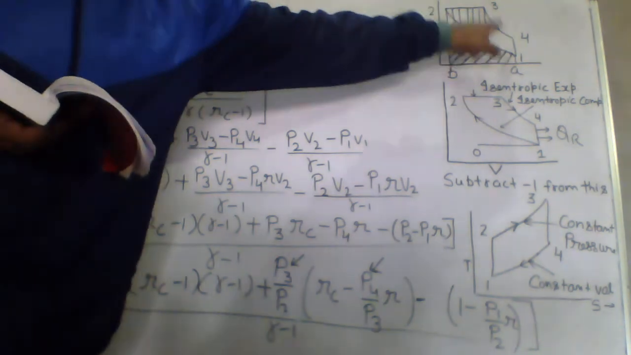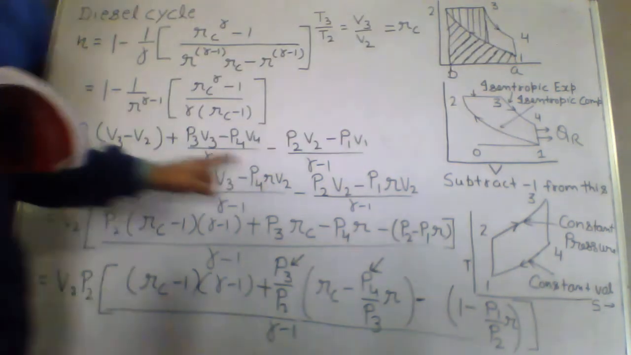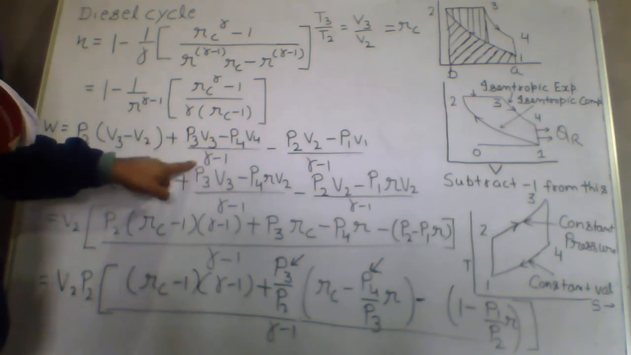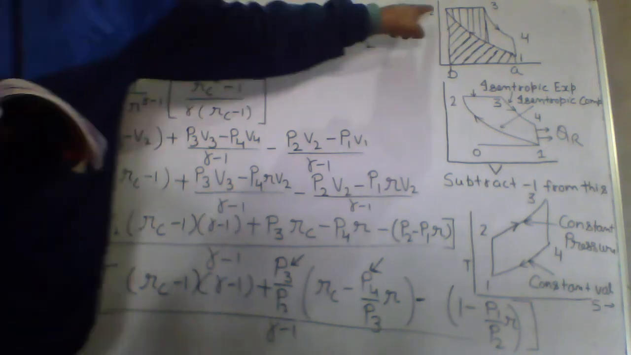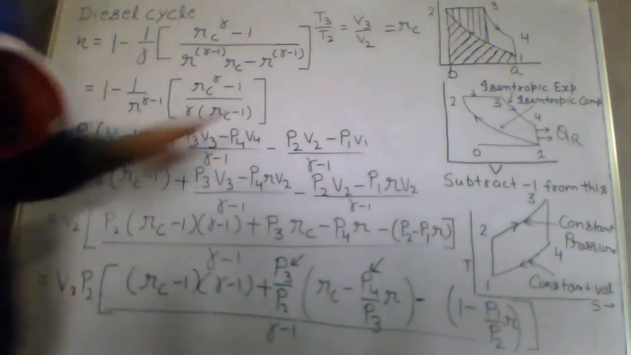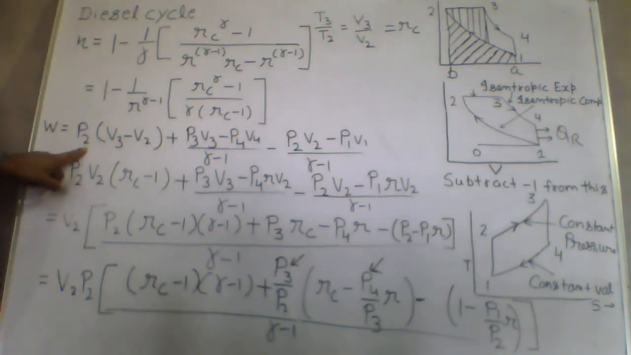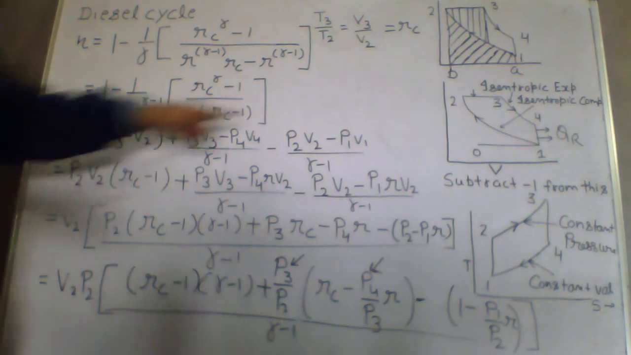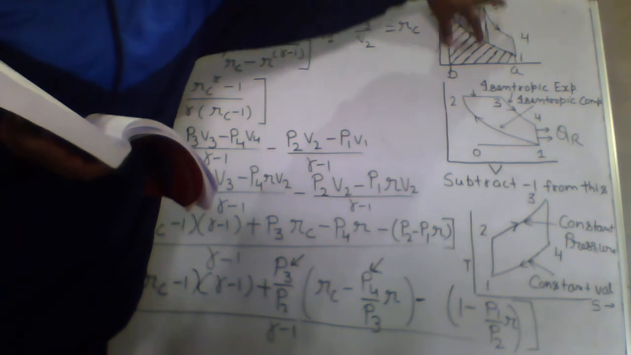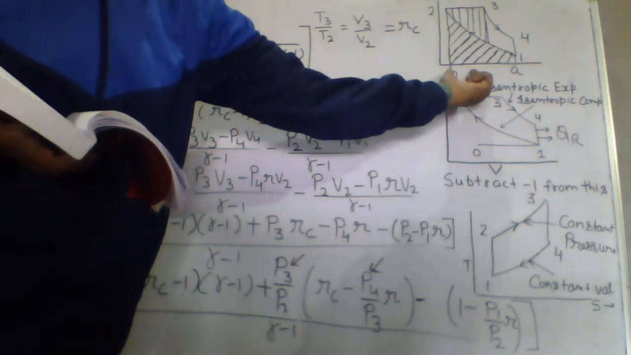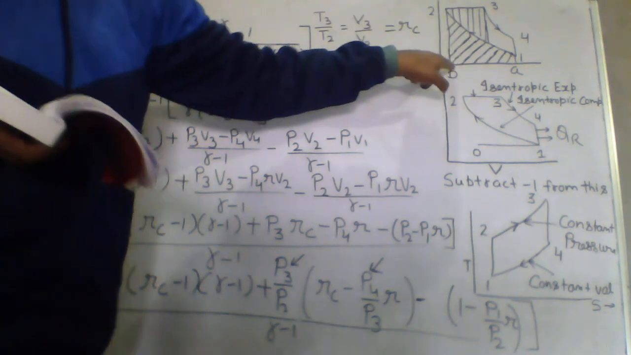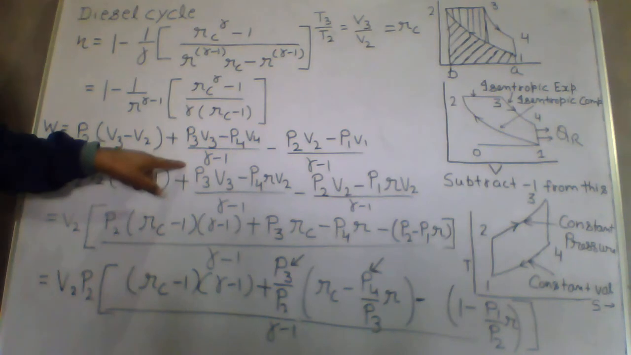From 3 to 4, this is isentropic expansion. This is the work for 3 to 4: P3 V3 minus P4 V4 divided by gamma minus 1. For 2 to 3, because pressure is constant, this is heat addition at constant pressure. So for 2 to 3, work is P2 into V3 minus V2. You can say this is P2. We have to take this area, this rectangle here. So P2 into V3 minus V2. So this is the work output.